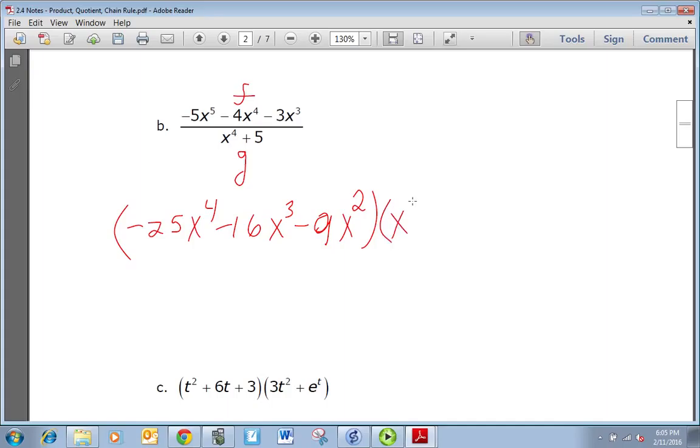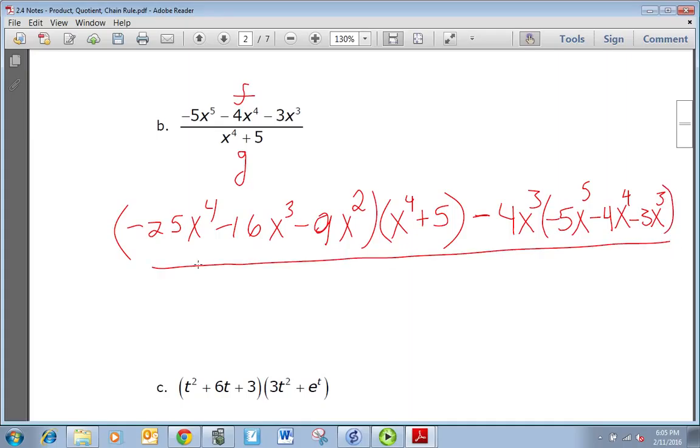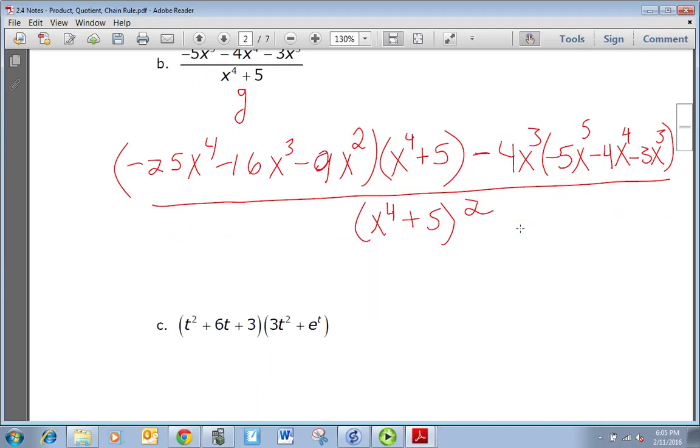And then the bottom is the bottom, x to the 4th plus 5. And we're going to subtract the derivative of the bottom, which is 4x cubed, and multiply that by the top. And the whole thing is over x to the 4th plus 5 squared. And that's it. You do not need to simplify these. Just be really careful when you're entering them in my open math.